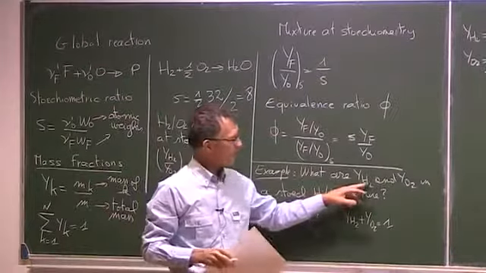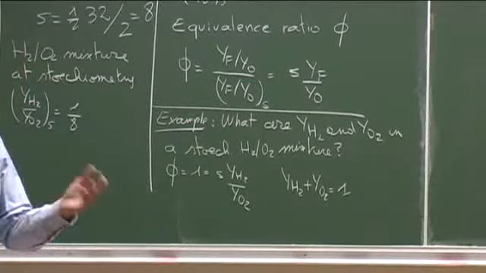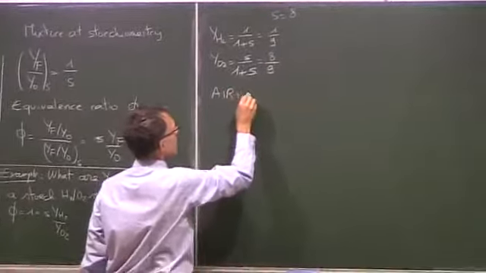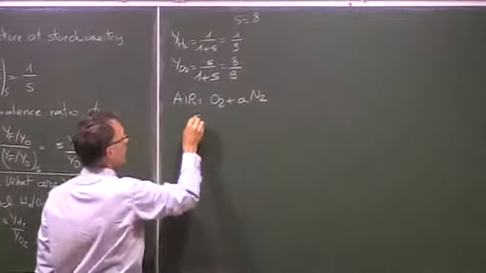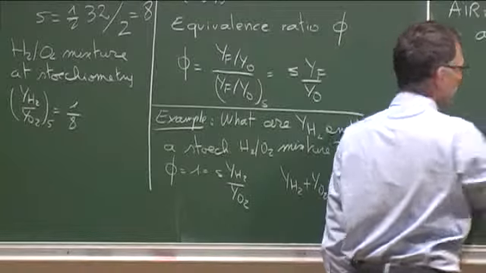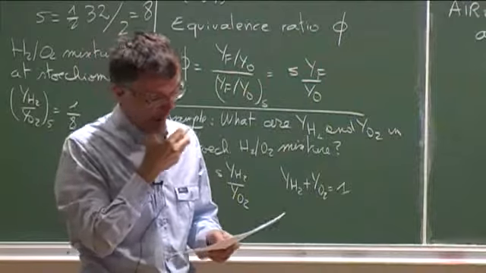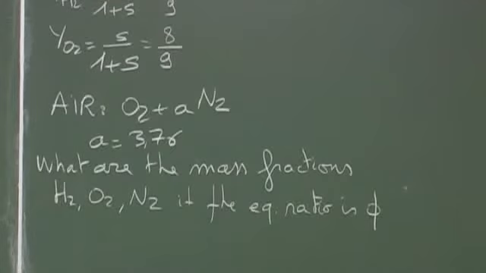Most cases, we don't burn fuel with pure oxygen. You don't get the oxygen pure on this world, you get it always with nitrogen. I told you already, air is 1 molecule of oxygen and A molecules of nitrogen. A is usually 3.76, depends where you are on Earth, but we will keep 3.76 for this course. So the second exercise would be: what are the mass fractions in a mixture of H2, O2, and N2 if the equivalence ratio is phi.